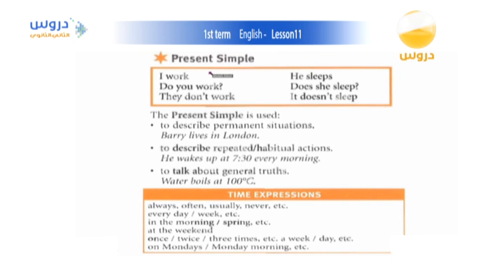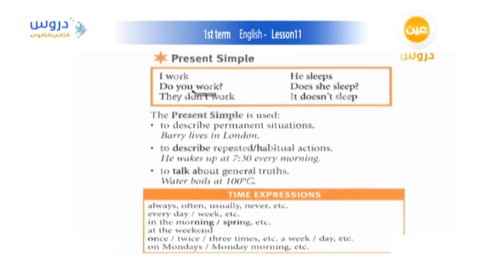In the present simple, we use I work, you work, they work, we work, and we add S when we start the sentence with he, she, it. So we say he works, she works, it works. Okay, that's very easy. You're supposed to know this.